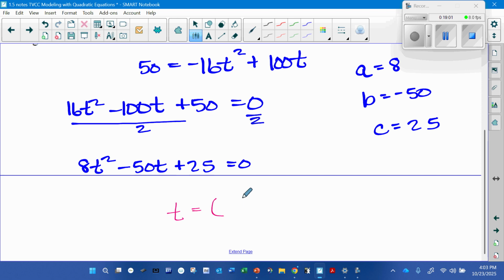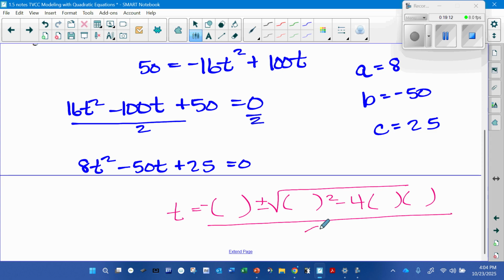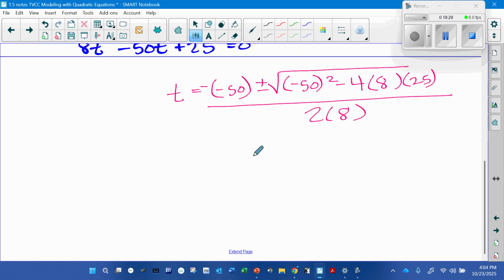t is -b plus or minus the square root of b squared minus 4ac, divided by 2a. All right, so b is -50, so I'm going to put the -50s in those first 2 placeholders. These 2 are your a's, and this last one is our c. All right, so this is t equals -(-50), which is 50, plus or minus the square root of -50 squared, so 50 times 50 is 2,500.